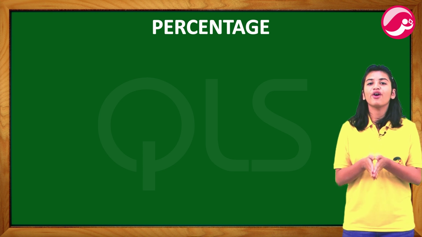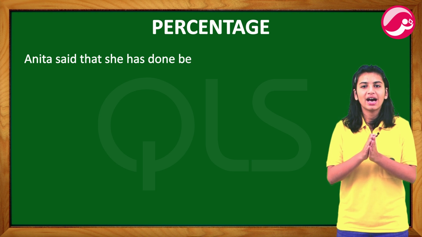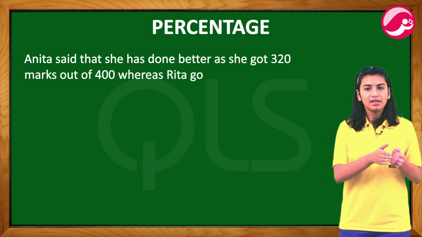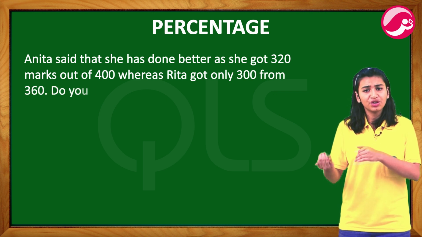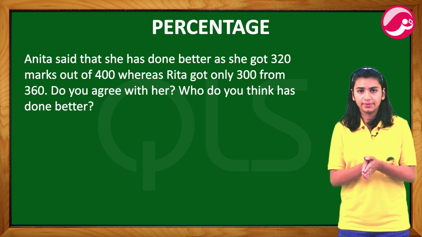Percentage, another way of comparing quantities. Anita said that she has done better as she got 320 marks out of 400, whereas Rita got 300 from 360. Do you agree with her? Who do you think has done better?